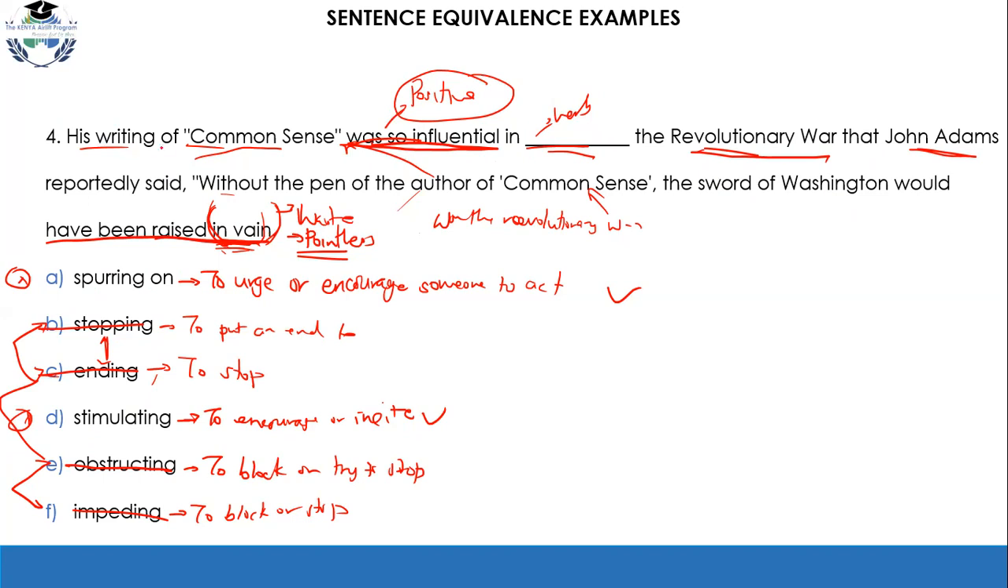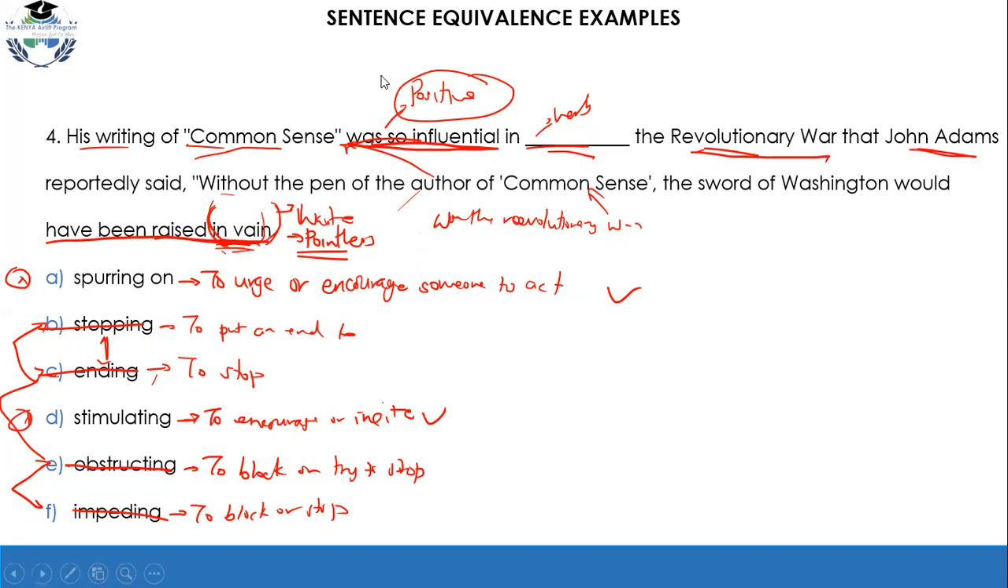Or, his writing of Common Sense was so influential in stimulating the Revolutionary War that John Adams reportedly said, without the pen of the author of Common Sense, the sword of Washington would have been raised in vain. So usually these types of sentences, I know they could be confusing, especially because of the tone and all that, but doing more examples with these types of questions will really help you break them down, right?